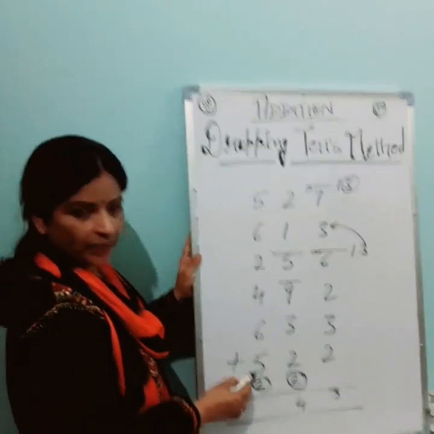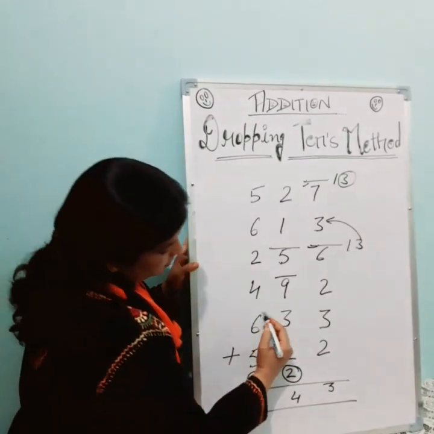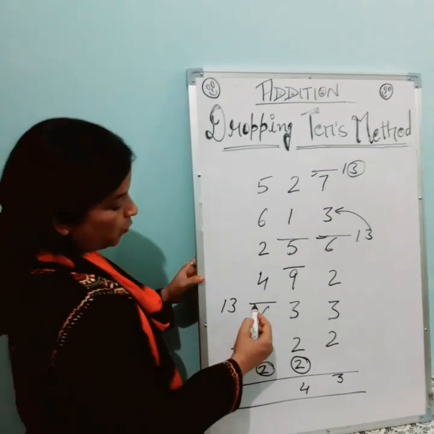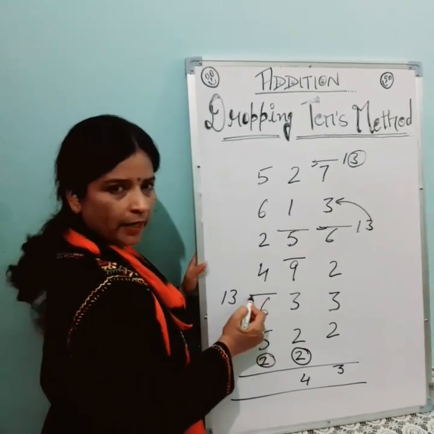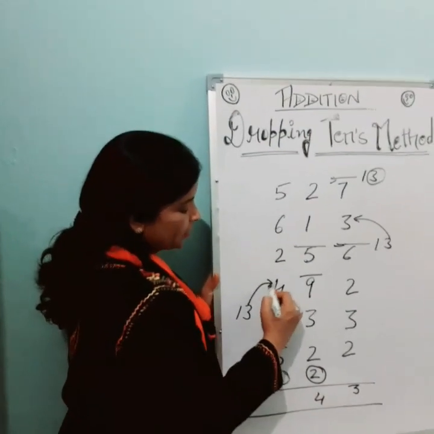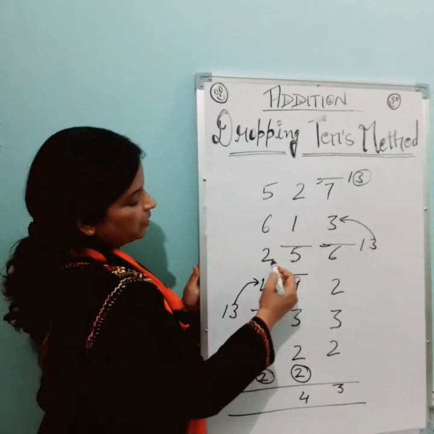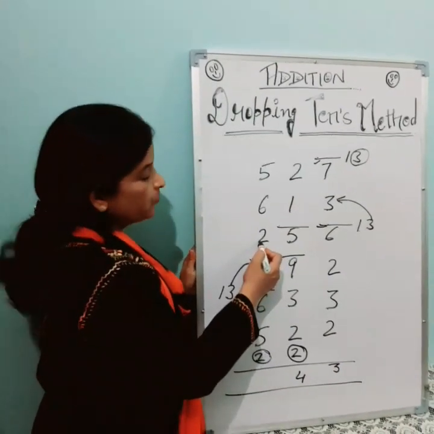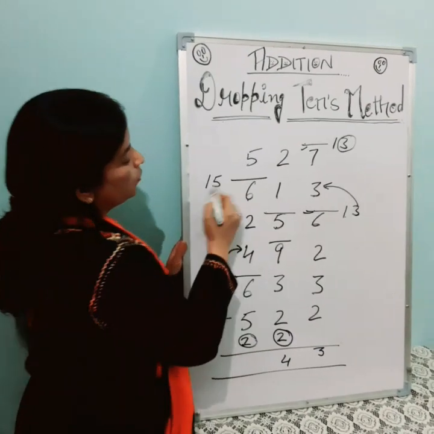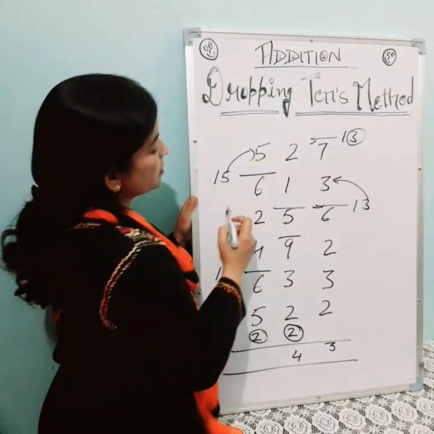2 plus 5, 7. 7 plus 6, 13. The sum is more than 10. So we will drop 10 here as a bar line. The remaining ones is 3. 3 carry to the next number. 3 plus 4, 7. 7 plus 2, 9. 9 plus 6, 15. Drop 10 here as a bar or line. 5 carry to the next number.